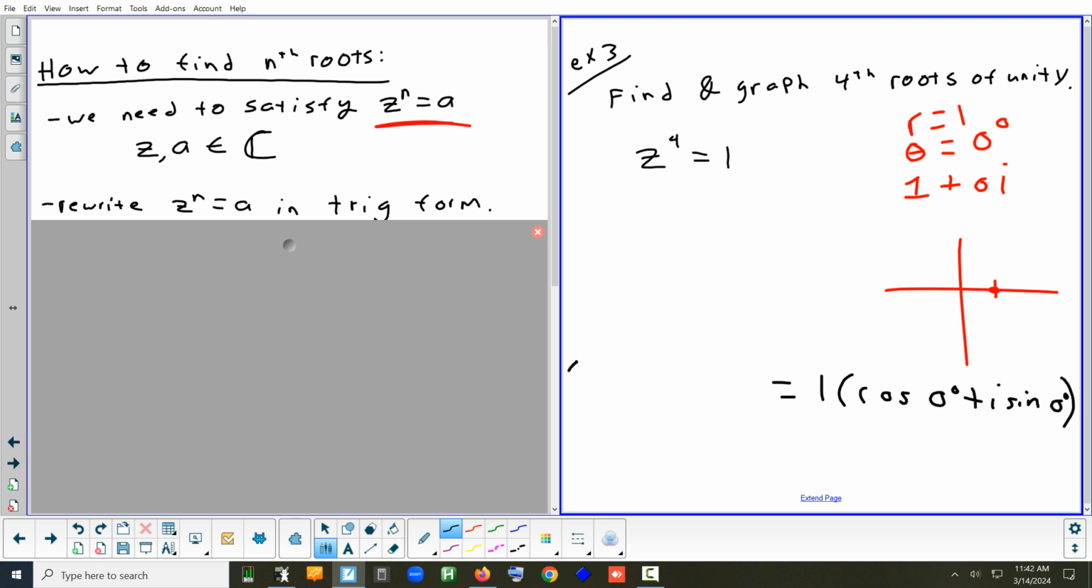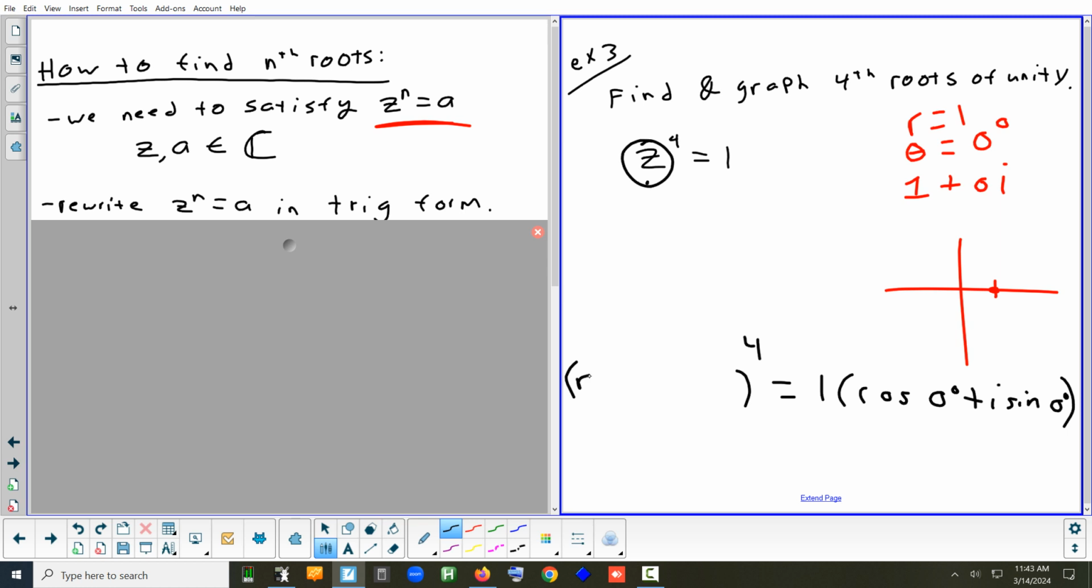Now, the left-hand side is something raised to the 4th power. Do we know what we're raising to the 4th power? No, that's what we're solving for. But we're going to solve for it in trig form. So rewrite z in trig form. There's not a lot you can do. You don't know the radius, you don't know the angle of z. That's what you're finding. So just use variables.